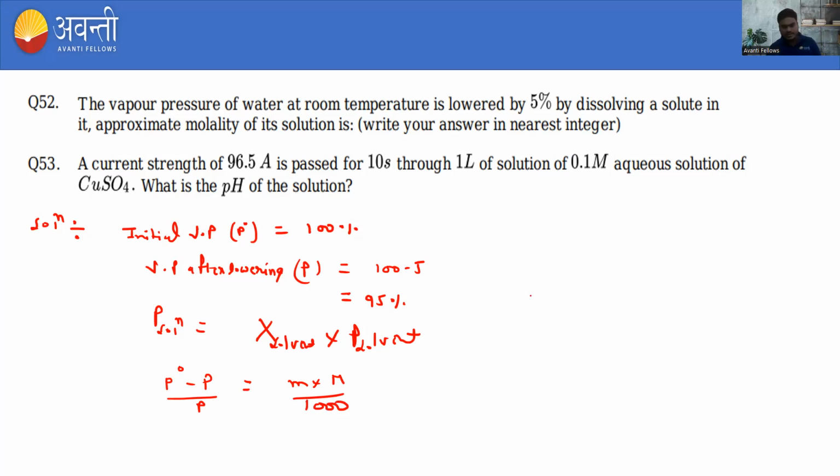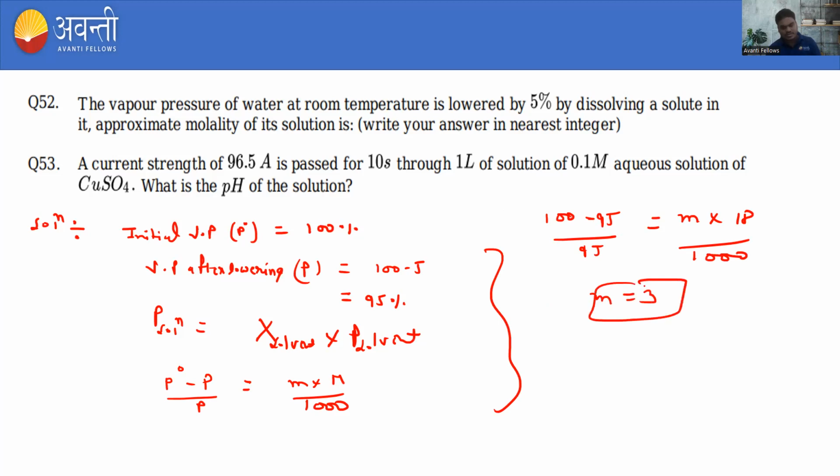So we know all the values. What is P naught here? So P naught is 100. What is P here? 95. What is small m? We don't know. What is capital M? We know molecular mass, that is 18, and this is 1000. So we can actually calculate the value of m from this, and this comes out to be 3. So this is the molality of this solution, right? So this value comes out to be 3. So the correct option is 3. Sorry, we can say the correct answer is 3.